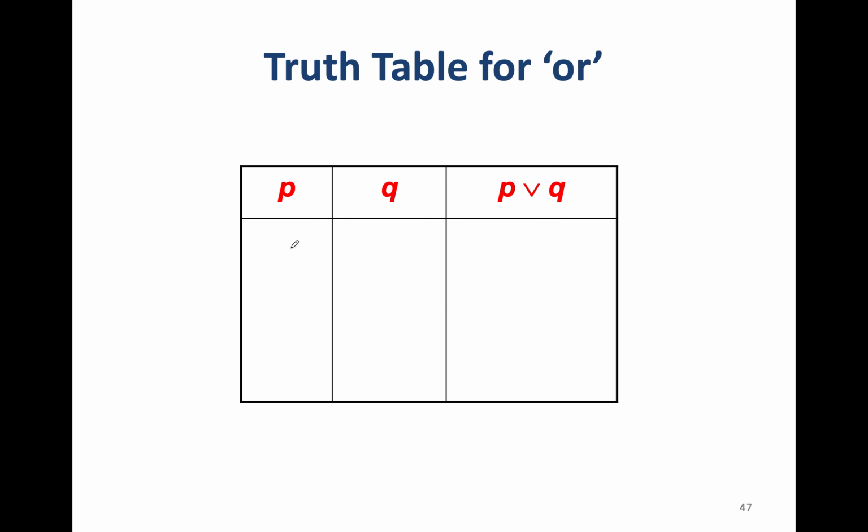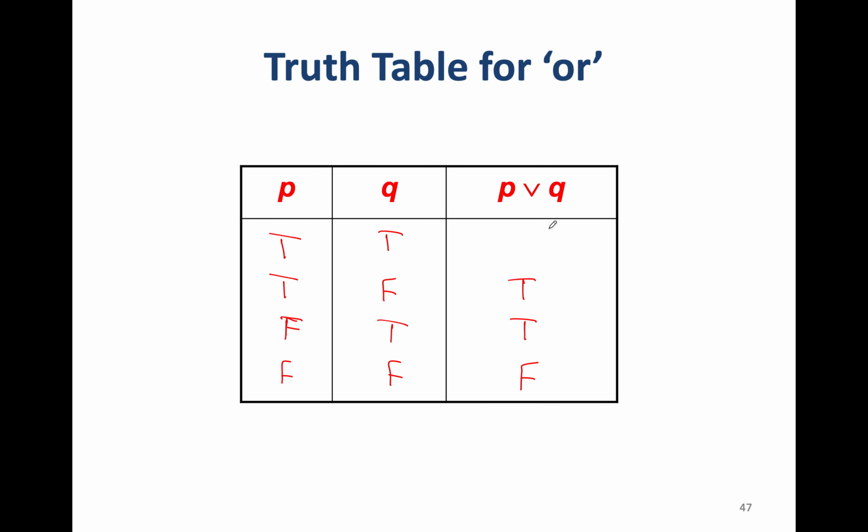So let's see here again, we've got 2 propositions, 4 rows, and here we've got true, false, true, false. Now for or, we say that we need 1 true, so the final result is true. So the result here won't be false unless we've got false or false.